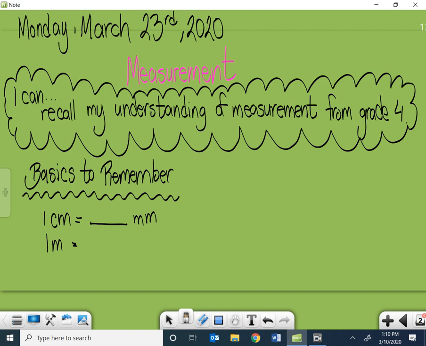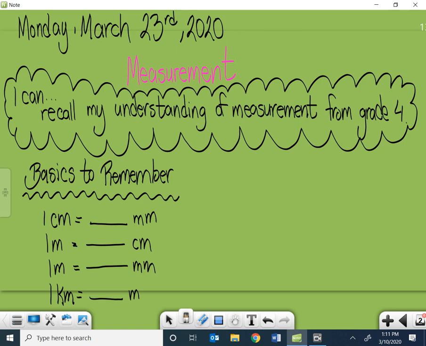1 meter is equal to blank centimeters. Try filling that in on your own. See how much you remember. And also 1 meter is equal to blank millimeters. And then 1 kilometer is equal to blank meters. I'll give you a moment to do that while you're trying to dig through all that information that you knew from previous years.